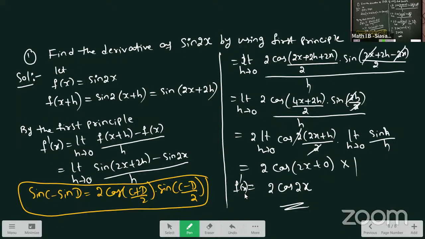Next question. Same type, we have one more. Second one, cos ax. The first one we did as sine 2x. The second one is cos ax.